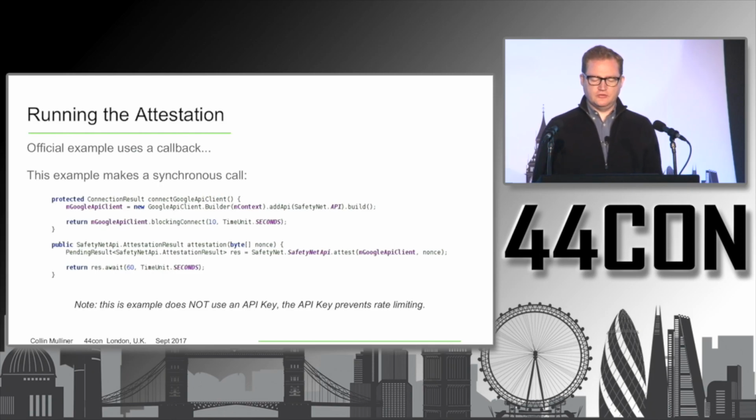And in this example, I don't use an API key. The API key you really only need if you want to prevent getting rate limited. It's just another parameter to the API. That part is actually well documented.